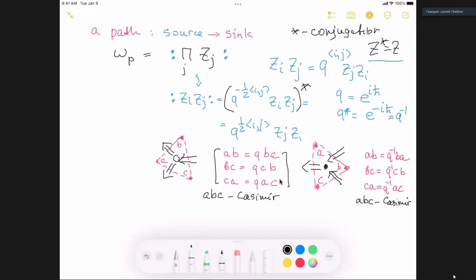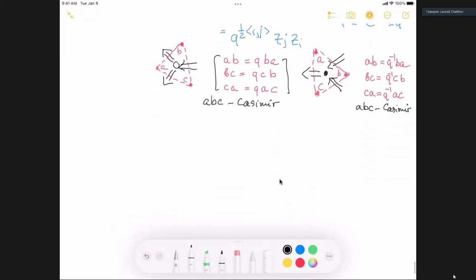Now, what can we do? First, I will describe how we can construct the actual cluster variable.